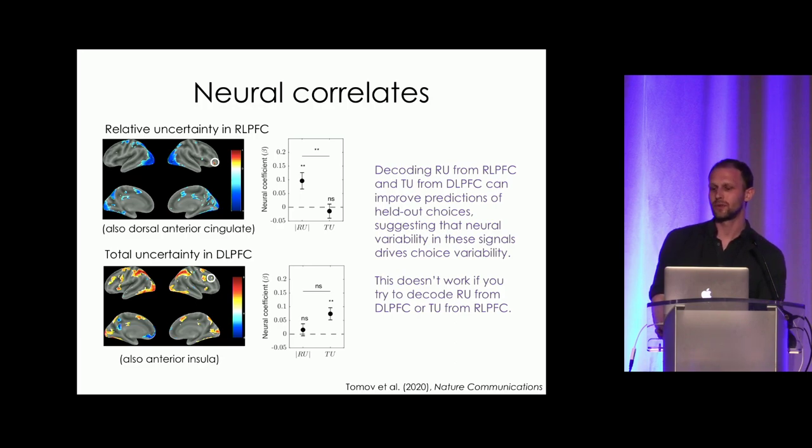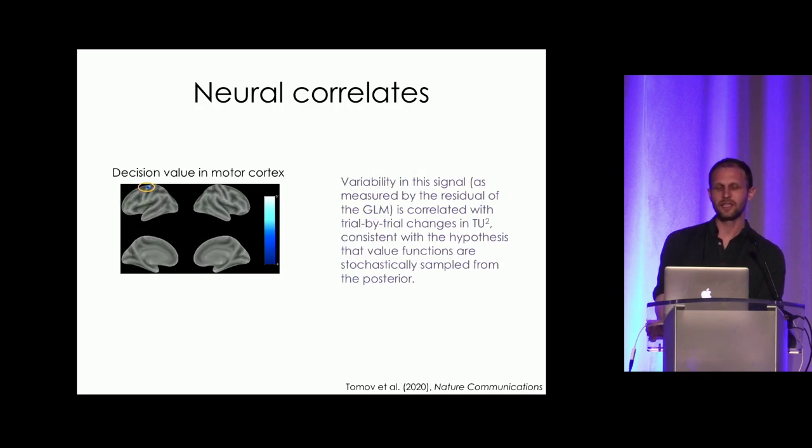Another thing that we can do here is ask whether we can find some signature of this sampling process that's driving random exploration. So the first thing that we need to do is identify a value function and then ask whether the randomness of that value function, the neural correlate of that value function, is predictive of randomness in choice behavior. And interestingly, the decision value regressor showed up in motor cortex, which was surprising to us.